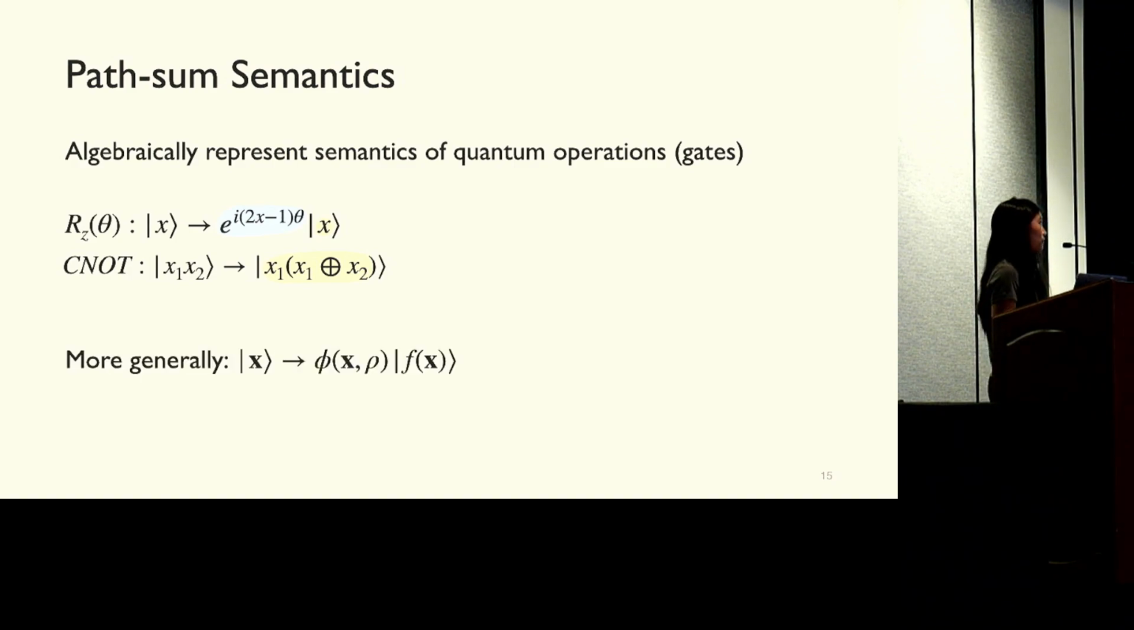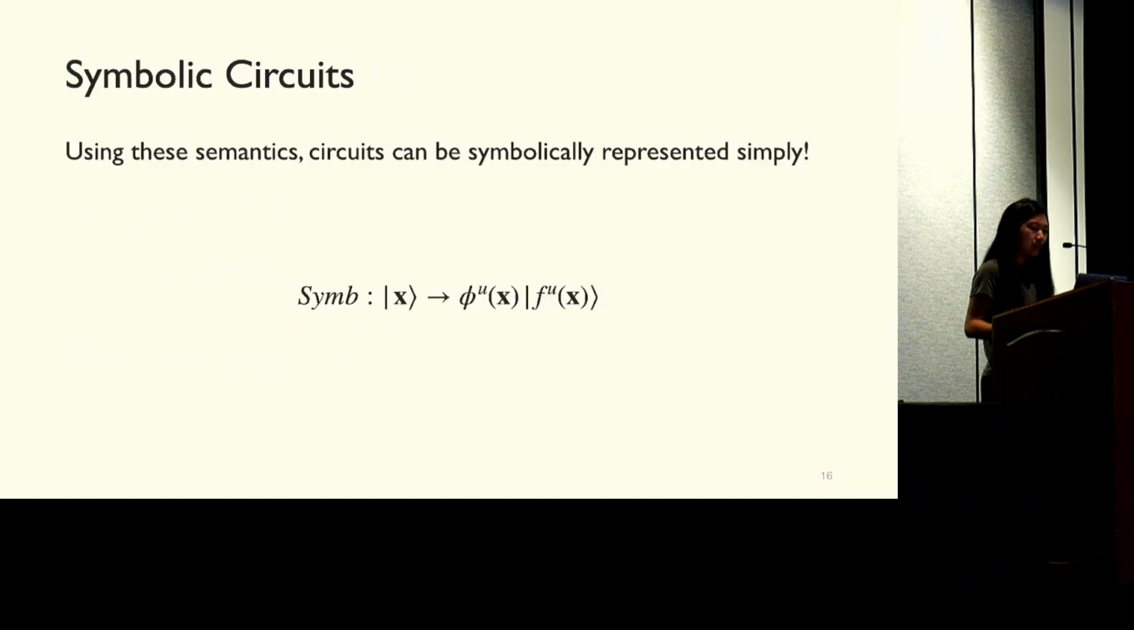And more generally, for gates like these that don't put the state into superposition, we can represent their semantics like this, where we have this phi function for the amplitude, and f for the state, and these are just transformers for those. Now that we have these semantics, we can define what the semantics look like for a symbolic circuit simply. It looks like just what I had in the last slide, except now the amplitude and state transformers are symbolic uninterpreted functions.